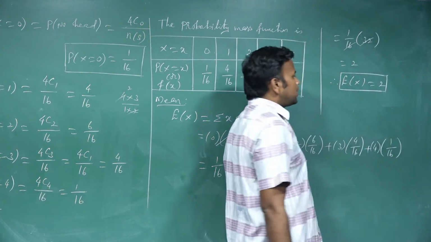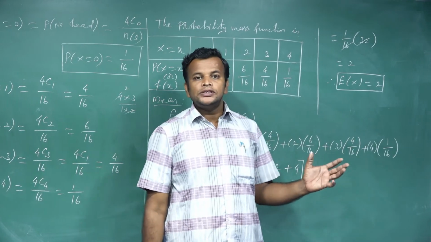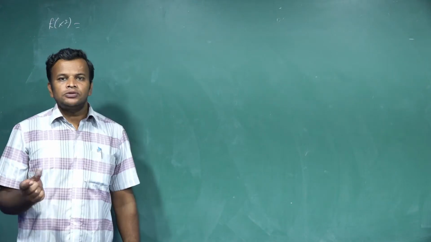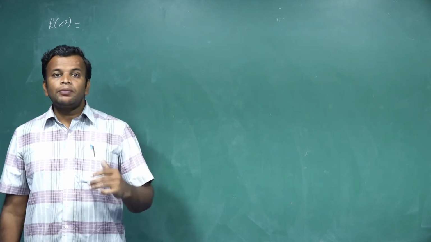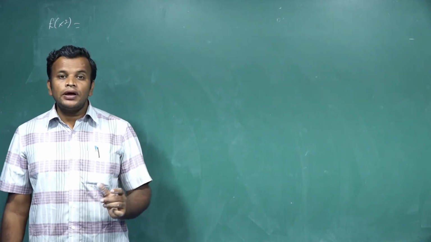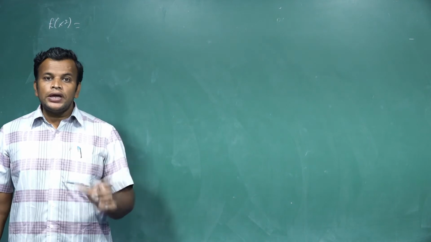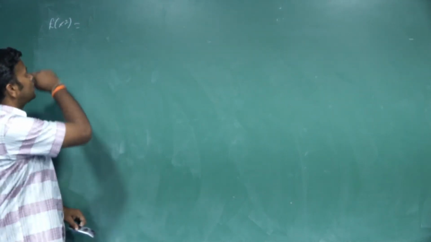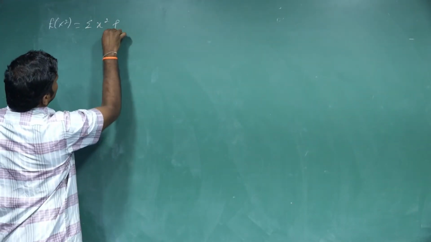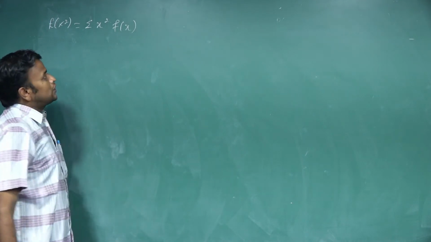Where E of x is nothing but the mean. So the value of mean is equal to 2. Next we find the variance. The formula of variance is E of x square minus E of x the whole square. We have already found the value of E of x. In variance, the first step is we need E of x square. So first we write the formula of E of x square. The formula is summation of x square into f of x.